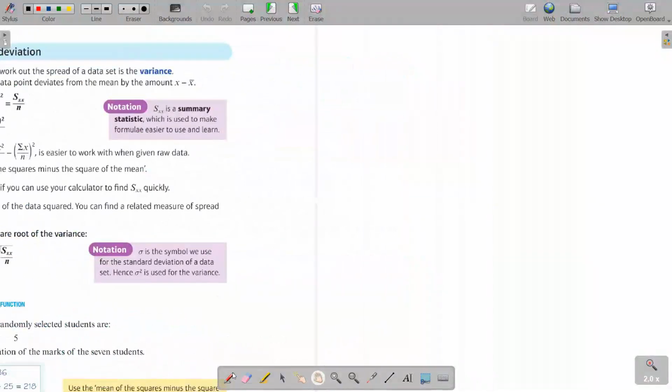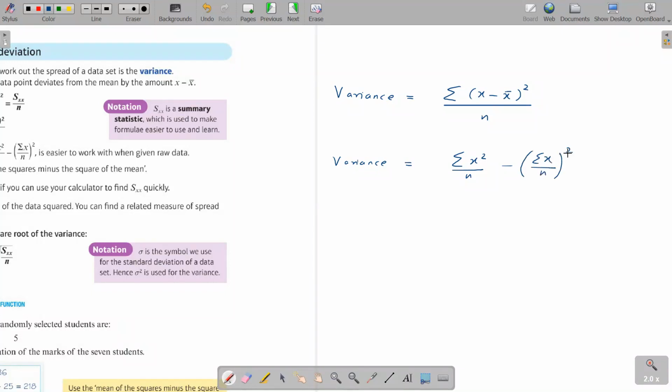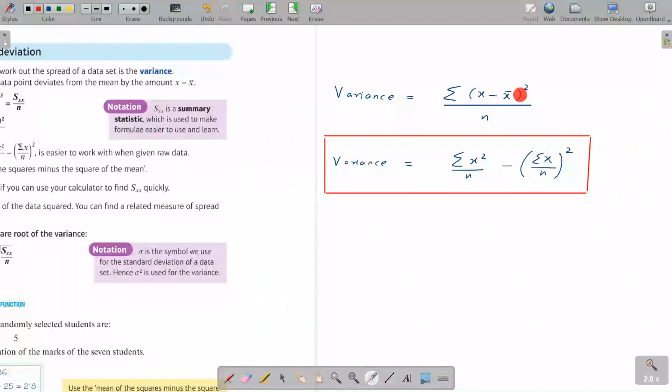Let me write it again. Variance equals, the core equation is sigma of x minus x bar squared, divided by n. This can also be written as sigma x squared over n minus sigma x over n, the square of the whole thing. The second equation is the one that we use by far the most, but you must also know the first equation; that is something you definitely need to know.